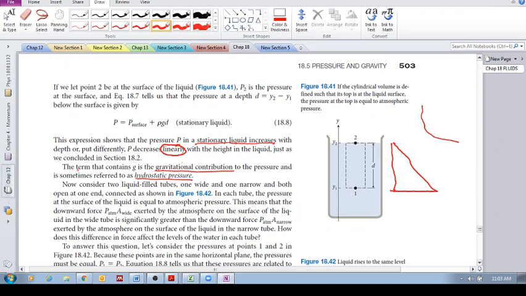The term that contains g is the gravitational contribution to pressure, and is sometimes referred to as hydrostatic pressure. Now recall, we spoke about what contributes to pressure in a fluid. There was the gravitational effect. There was also the motion effect, when a fluid is moving, and there's also the surface effect, which is in a later section. So we've covered this first aspect, the gravitational effect.